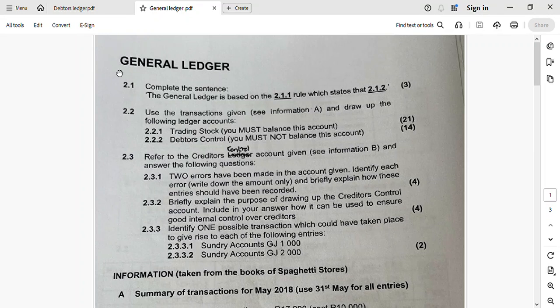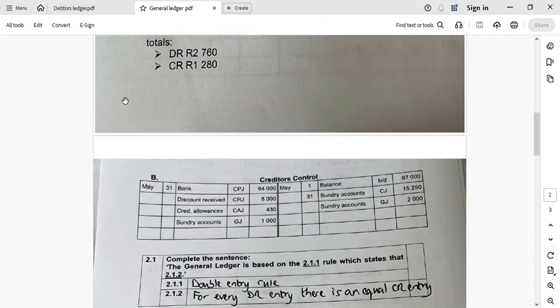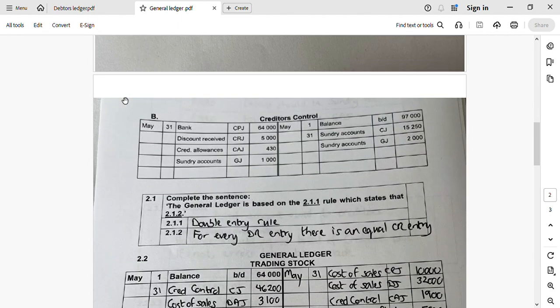The topic for today is general ledger. The first question asks you to complete the sentence. The general ledger is based on a rule which states that the general ledger is based on your double entry rule, and that states for every debit entry there must be an equal credit entry, your double entry rule.